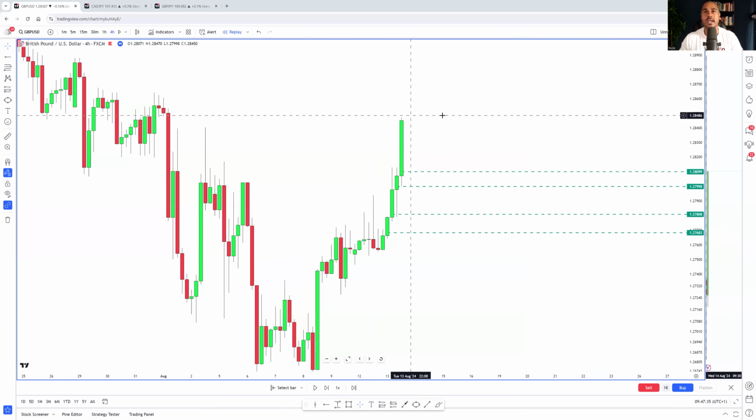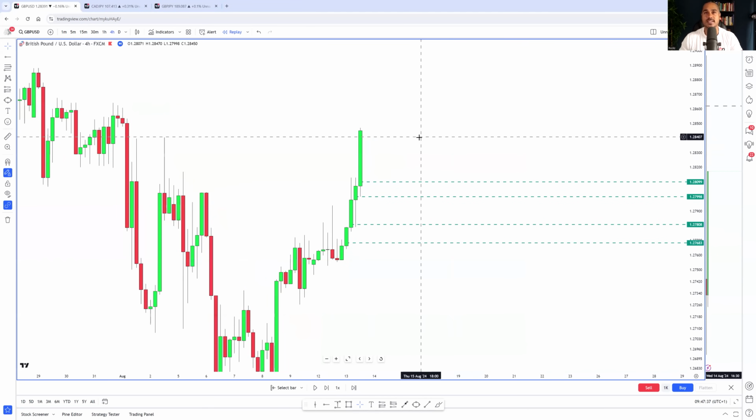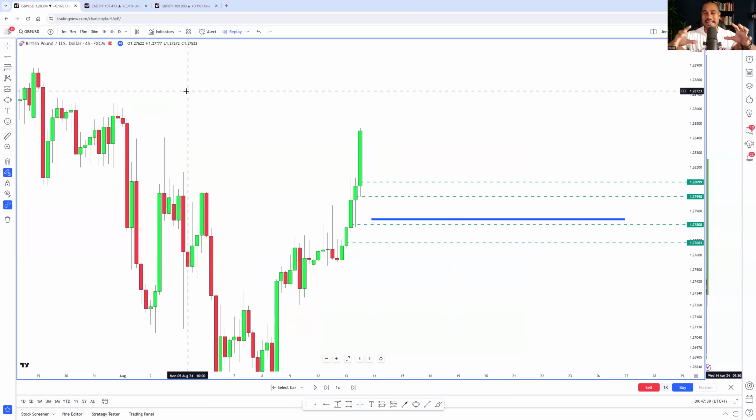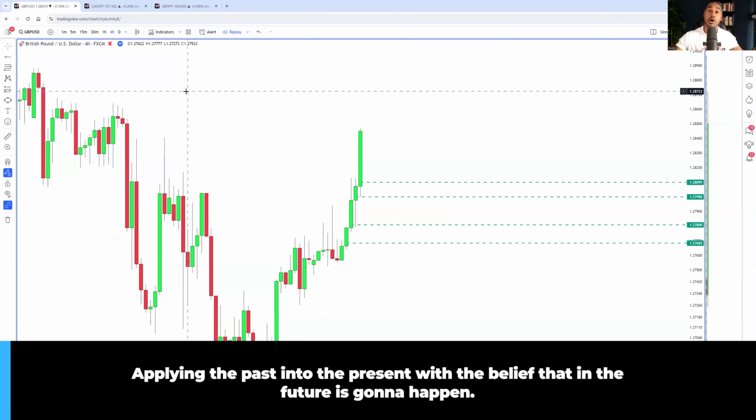So the first pair we're going to look at is pound USD. And you can see here, I've selected an area in the market where we have strong bullish momentum. Now you might be saying, well, this is hindsight. Well, of course it's hindsight because it's happened. But we're not going to learn from future results unless we are focused on what's happened in the past, especially as a trader, applying the past into the present with the belief that in the future it's going to happen.